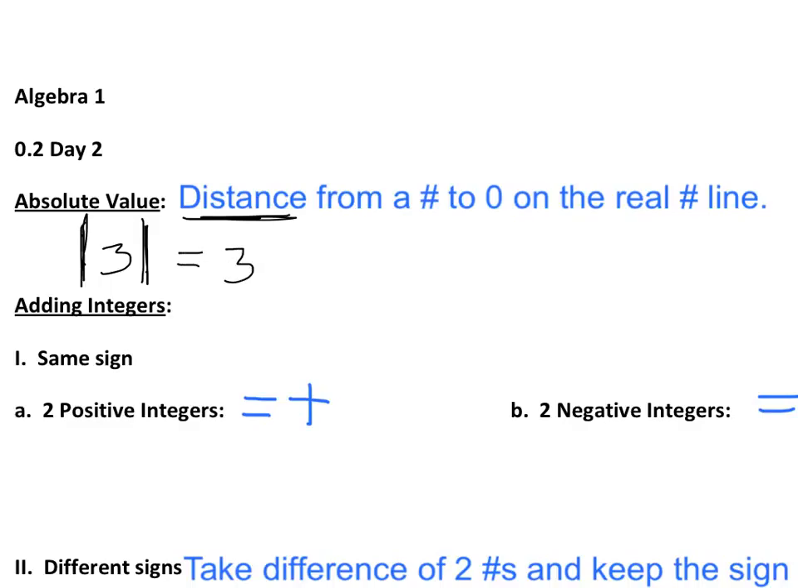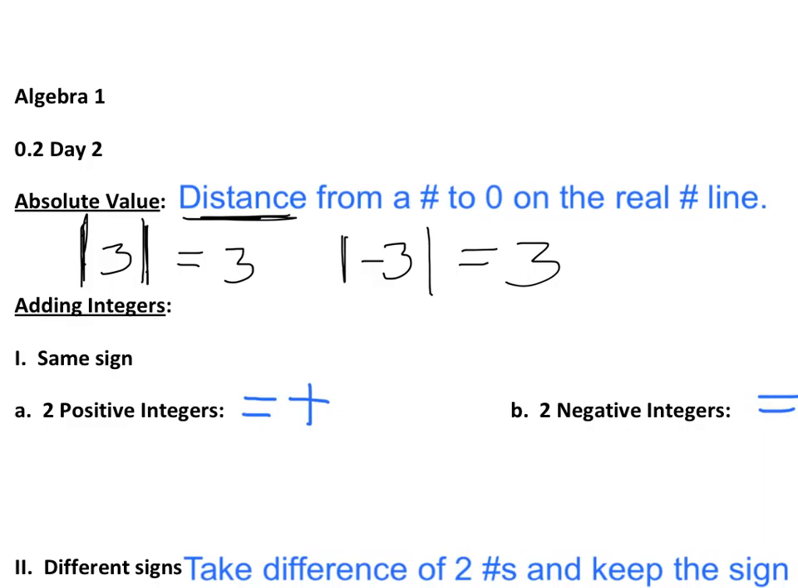If I did the opposite of 3, which is negative 3, the absolute value of negative 3, well, that's still 3 units from 0, so that still equals 3. So you can see how when you take the absolute value of a number and its opposite, you get the same thing. All right, we're going to use that when we add a positive and a negative, this definition of absolute value. All right, let's keep this quick and simple right here.